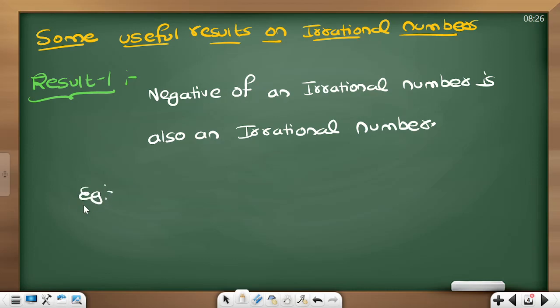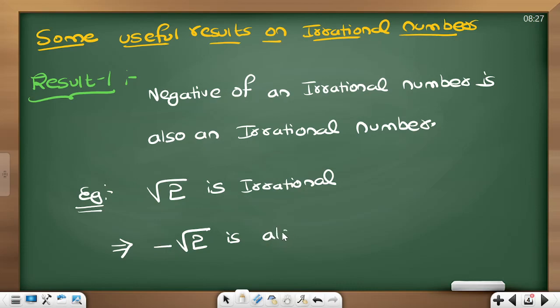Example, root 2 is irrational because there is no proper answer for that. Implies minus root 2 is also irrational. Yes, there are also negative numbers in irrational numbers, positive and negative. So root 2 is irrational, then minus root 2 is also irrational. Like that, root 3 is irrational, minus root 3 is also irrational. Root 10 is irrational, minus root 10 is also irrational. So that is result 1.